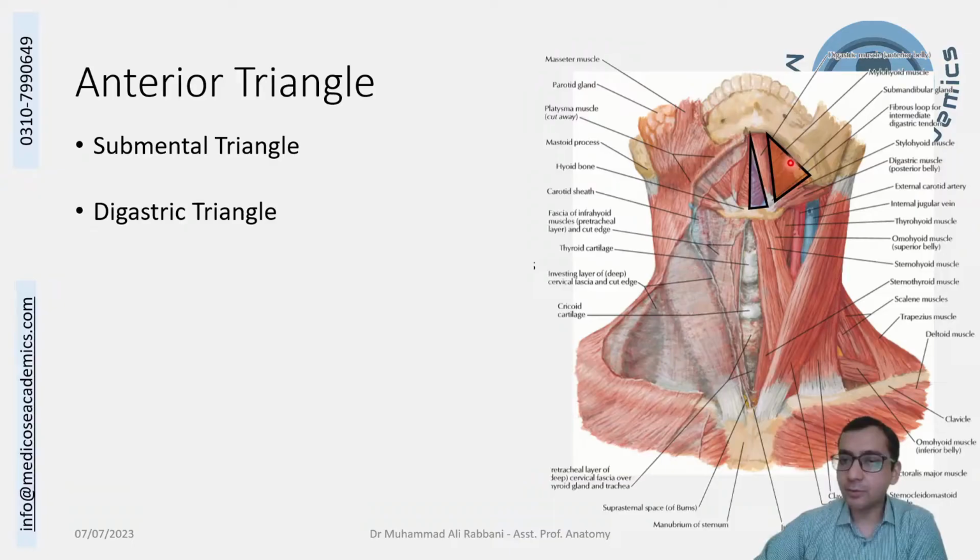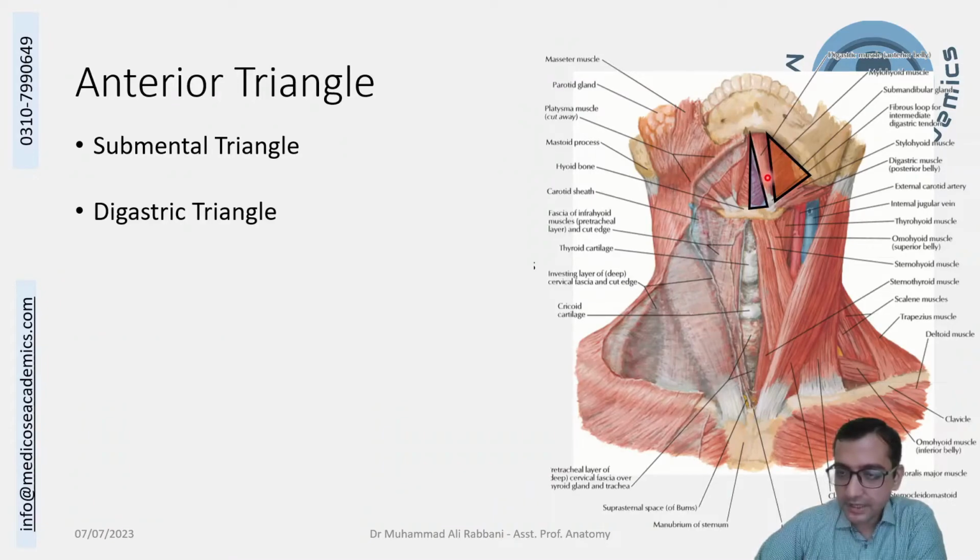This is the submandibular triangle because it is present below the mandible. It is present below the mandibular fossa, below the submandibular gland. You see, the submandibular gland is present right here. It has three boundaries.